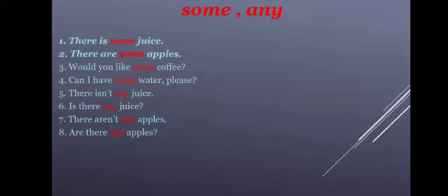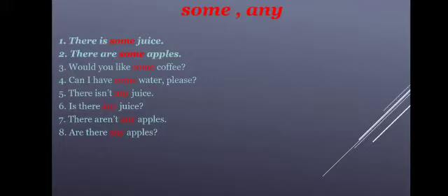Okay. Look here. In the first example, some comes before juice, an uncountable noun. In the next example, some comes before apples, a plural noun. So we can use some before the uncountable and before the plural noun.